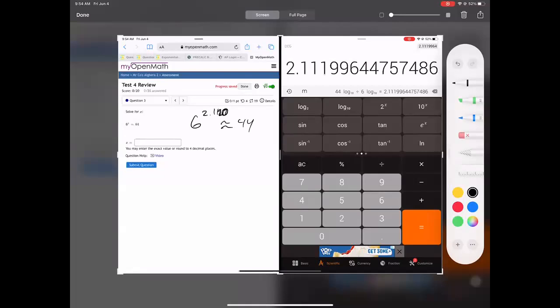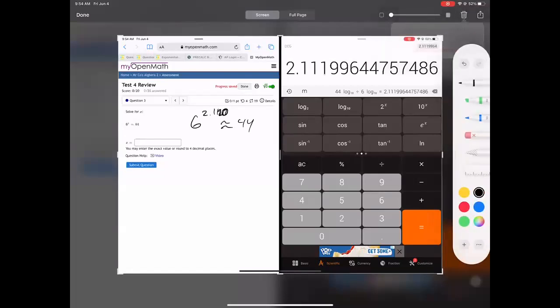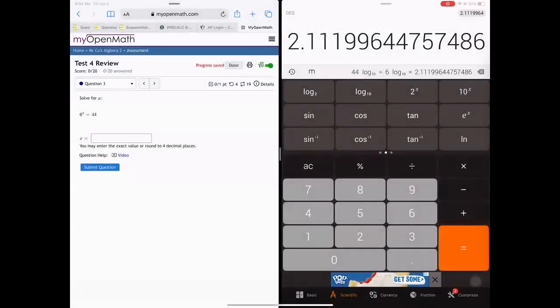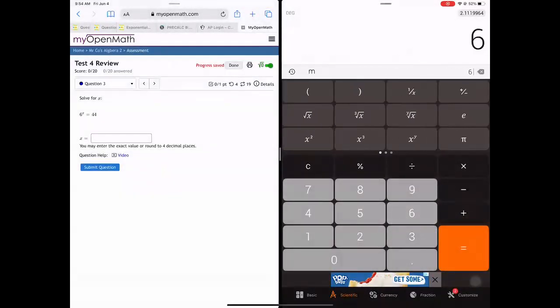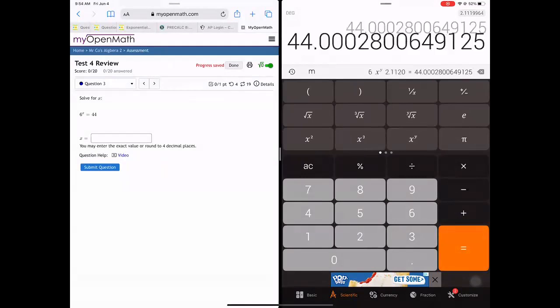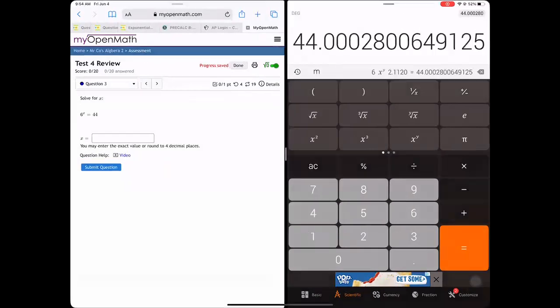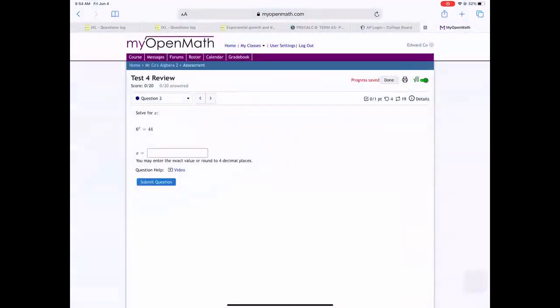Solving for exponents. 6 to the 2.1120 gives us approximately 44. Cool. We learned how to solve for exponents in Algebra 2.